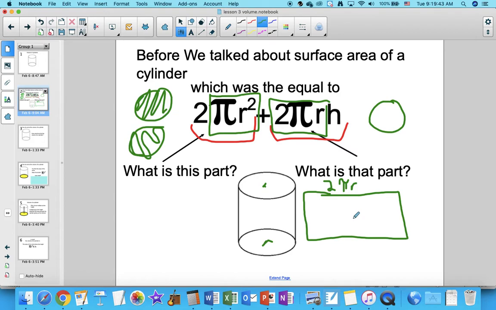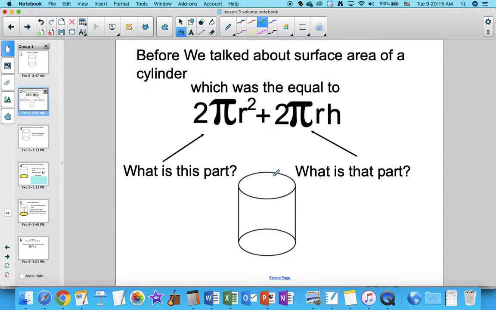And so to find the area of this rectangle, we know that this length must be 2 pi r. It's base times height, or side times side. So 2 pi r is this side, height is this side. That's why it's 2 pi r h, because 2 pi r is this length and h is this length. You multiply them together, you get this area. You add it to this, you get the surface area of the cylinder. It is a bit difficult, but just break it down, right?